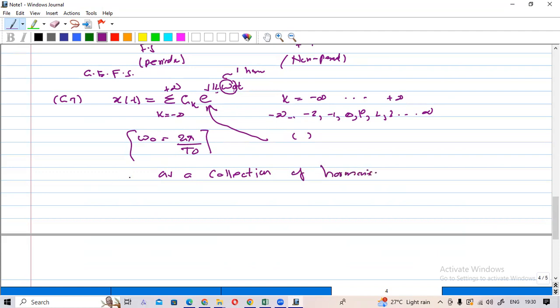That is the idea. You can evaluate this Ck using this integration from 0 to T naught. The integration you should do within a period. You need to get the signal multiplied by e to the power minus jk omega naught t, dt. This is how you can evaluate the Ck value.